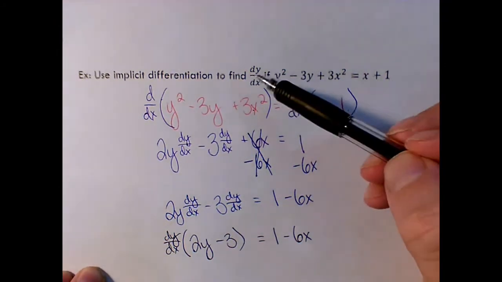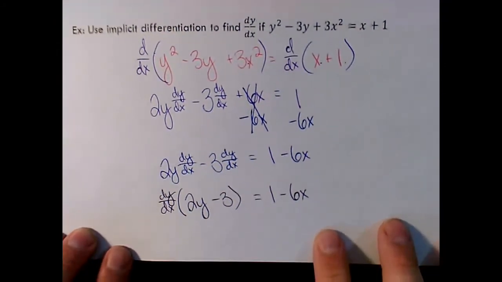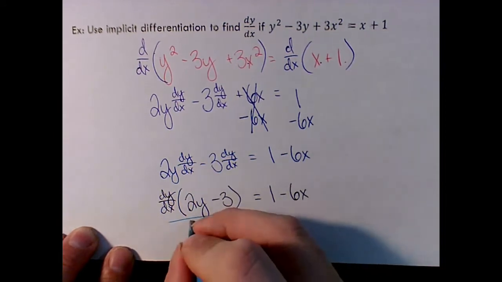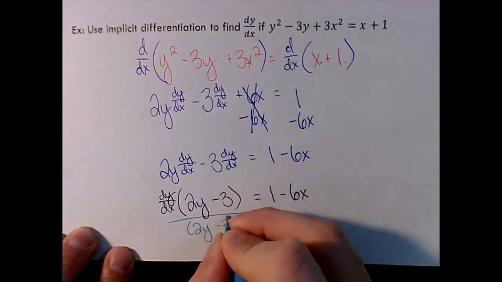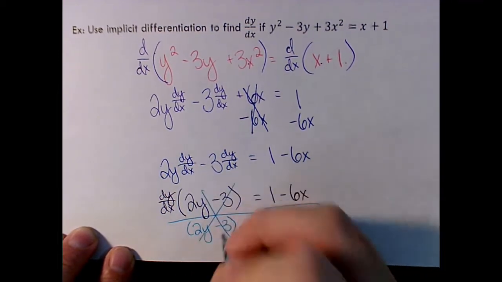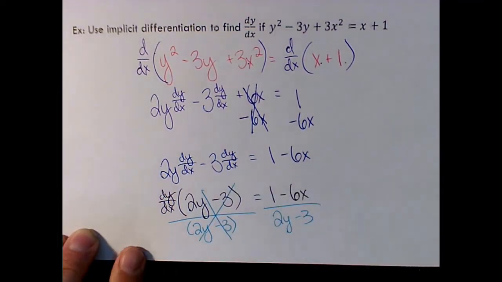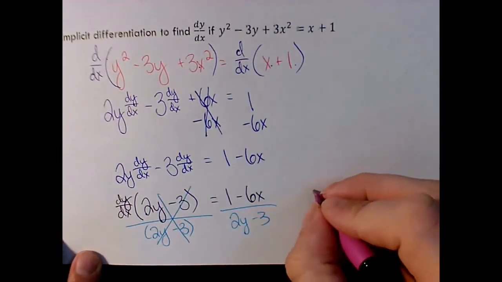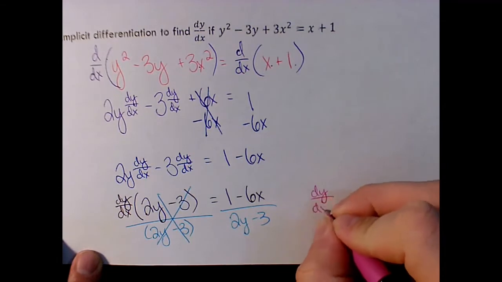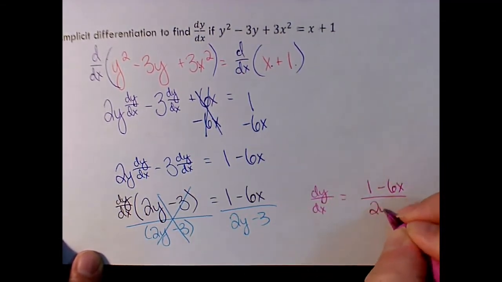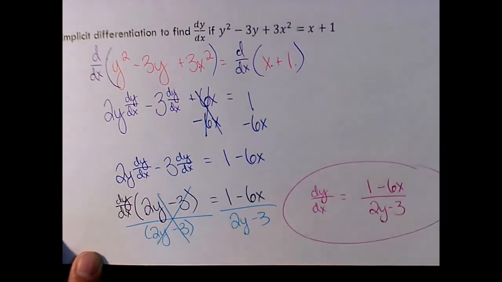Now my goal is to find dy/dx. So my last step is to divide both sides by the stuff that is not dy/dx. So I'm going to divide both sides by 2y minus 3. That crosses out. And my final answer is going to be dy/dx equals (1 minus 6x) over (2y minus 3).